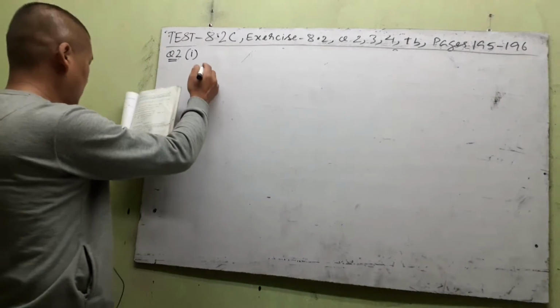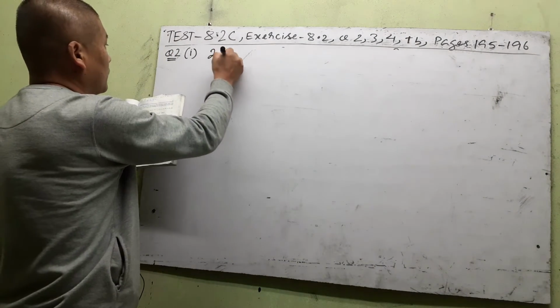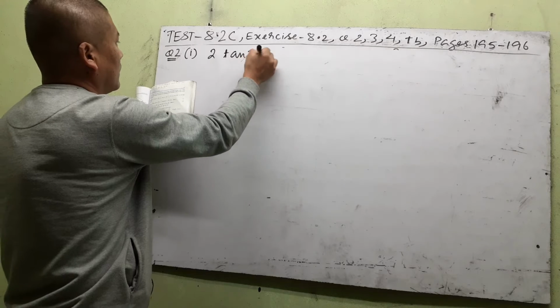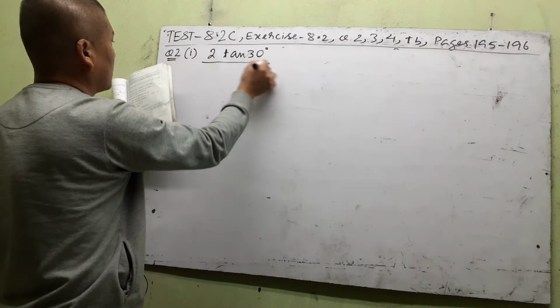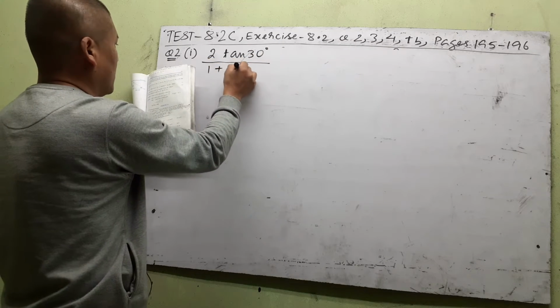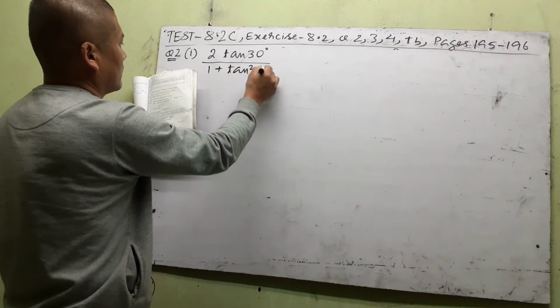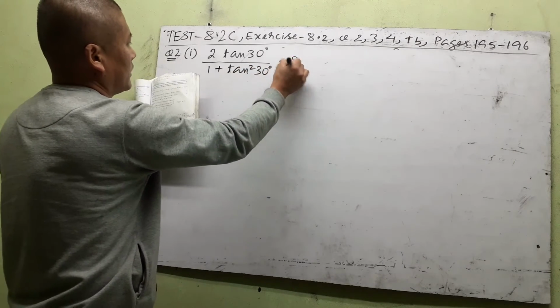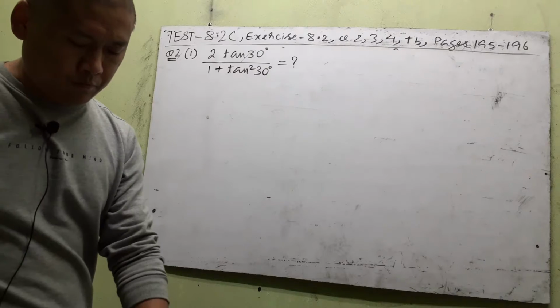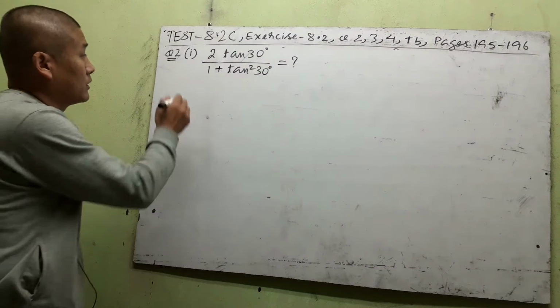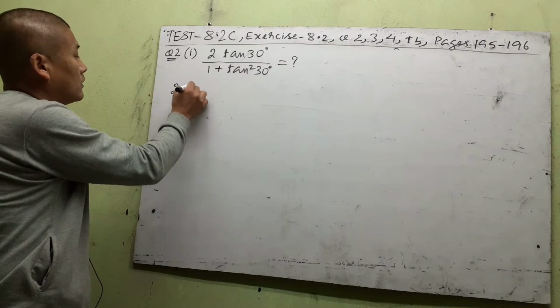So let us start with 1. You have to find the value of 2 tan 30 degrees divided by 1 plus tan square 30 degrees. This value is how much? Which choice does your answer match? That's what the question is saying. So let us start here.